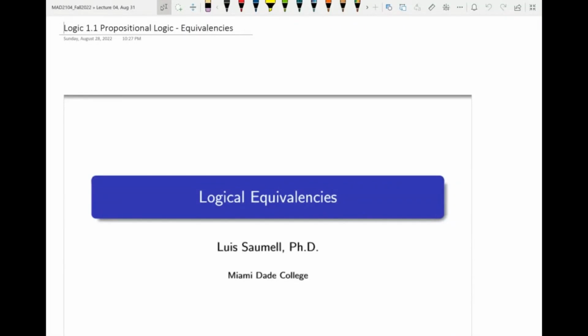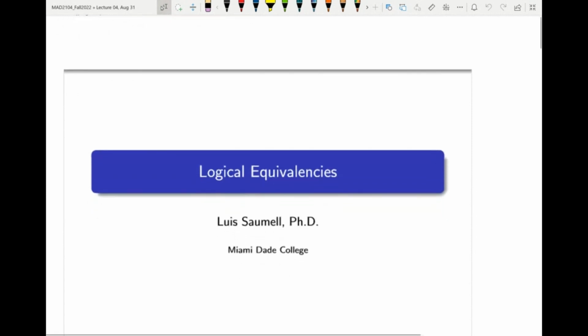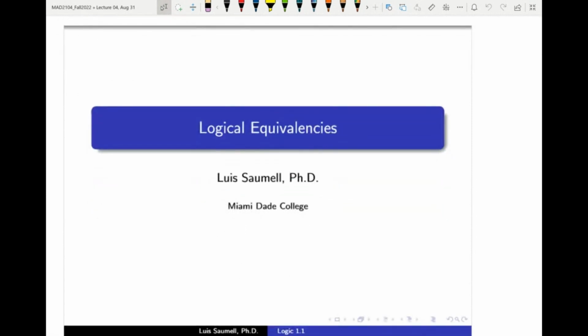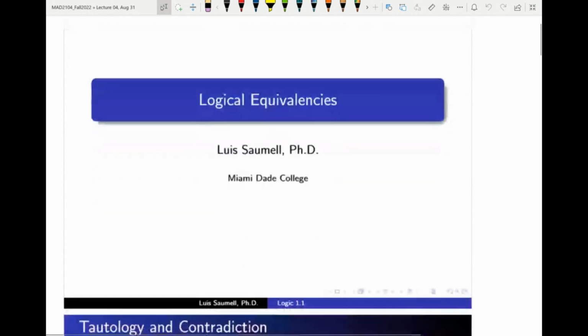Logic now. Okay, so we have been talking about propositional logic, and we discussed truth tables of compound propositions last time. So now let us talk about logical equivalences. We kind of referred to this idea before about logical equivalence. We mentioned it last time, but now let's look at it more formally, okay?